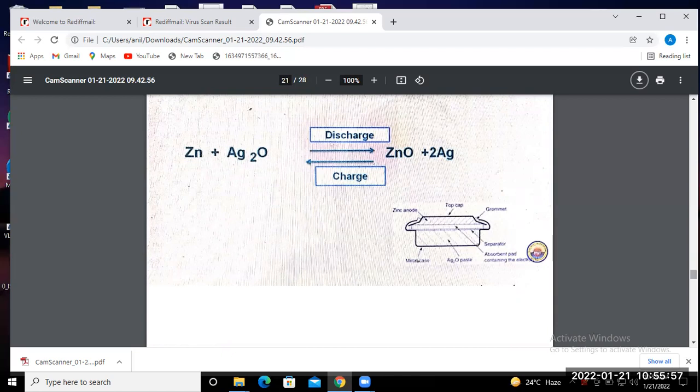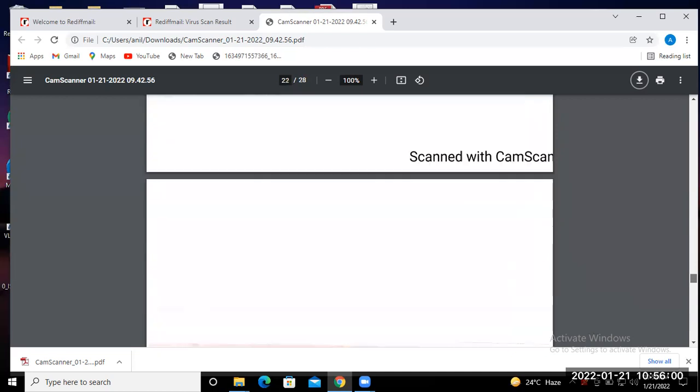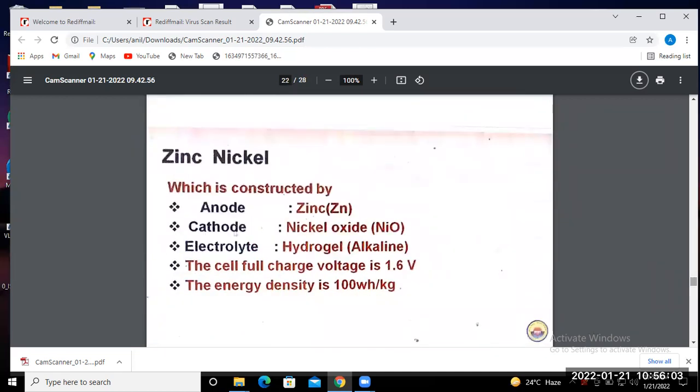So next, we discuss zinc nickel. Again, the anode material is the same, since zinc is used as the anode. This type of battery is constructed with zinc as the anode material and nickel oxide, NiO, as the cathode, and the electrolyte is alkaline. The cell full charge voltage is 1.6 volts, and the energy density is 100 watt hours per kg.